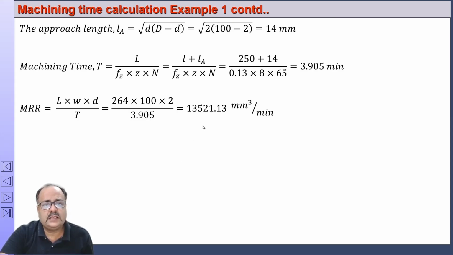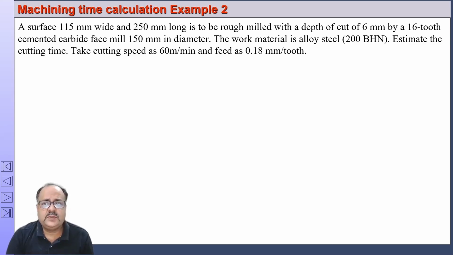So this gives us 13,521.13 cubic meters per minute of material removed. That's it for the first problem. Let's discuss the second one. At this point of time, just pause the video and try to solve it yourself. Let's see if you can solve it.